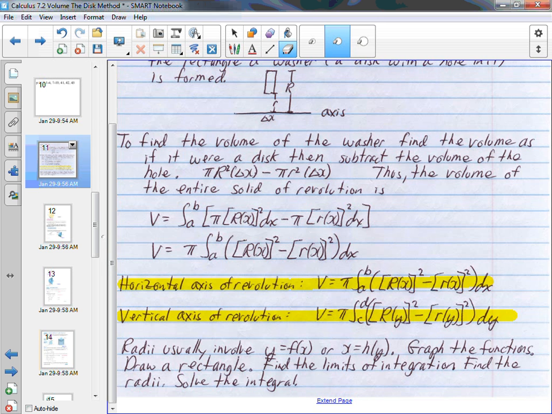While you're writing, I'll mention this because I didn't say it here. When I went from this line to this line, not only did I factor a pi out and put it in front, I also factored a dx out and put it in the back, didn't I?